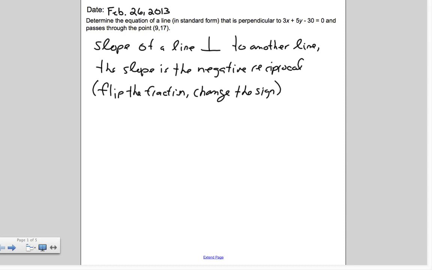Slope. Yeah. So we want to convert this equation that we have, this line, into one that is like the most awesome form of equation of a line, which is y equals mx plus b, or the slope-intercept form. So let's do that. So here we get 3x plus 5y minus 30 is equal to 0.